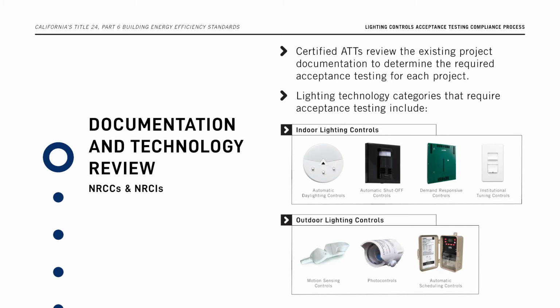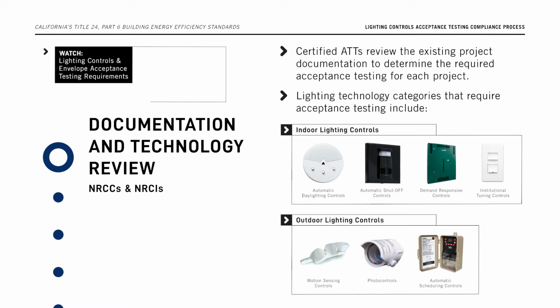Lighting technology categories that require acceptance testing include automatic daylighting controls, shutoff controls, demand-responsive controls, institutional tuning for power adjustment factors, motion sensing controls, photo controls, and automatic scheduling controls. More information on acceptance testing requirements is provided in the 2019 Lighting Controls and Envelope Acceptance Testing Requirements video.